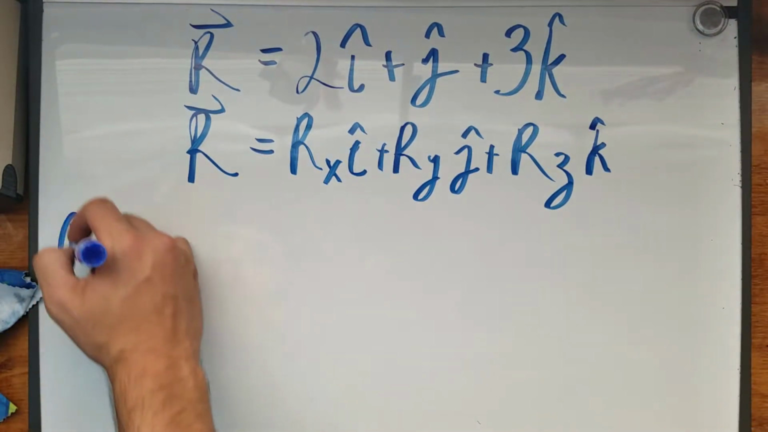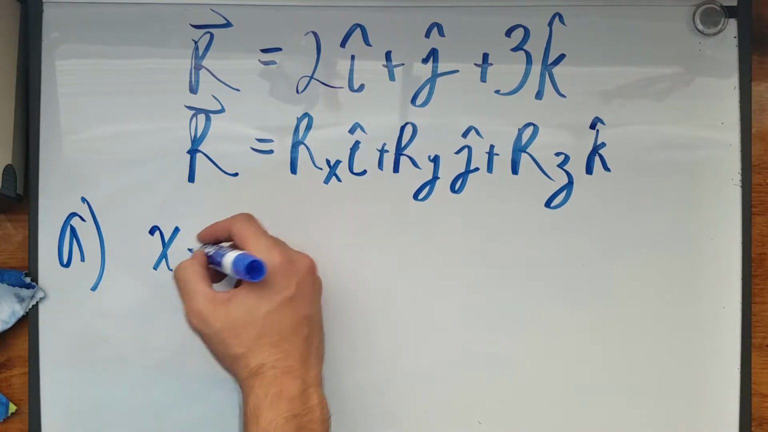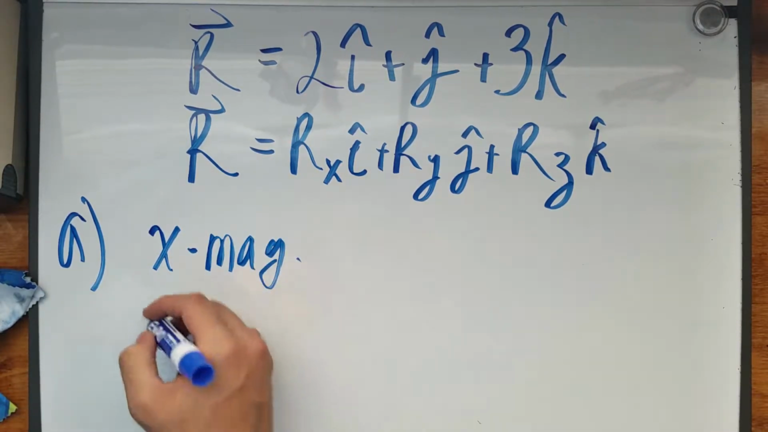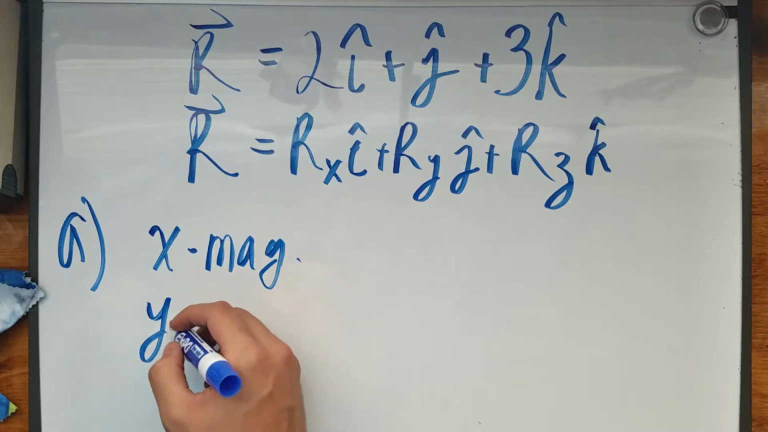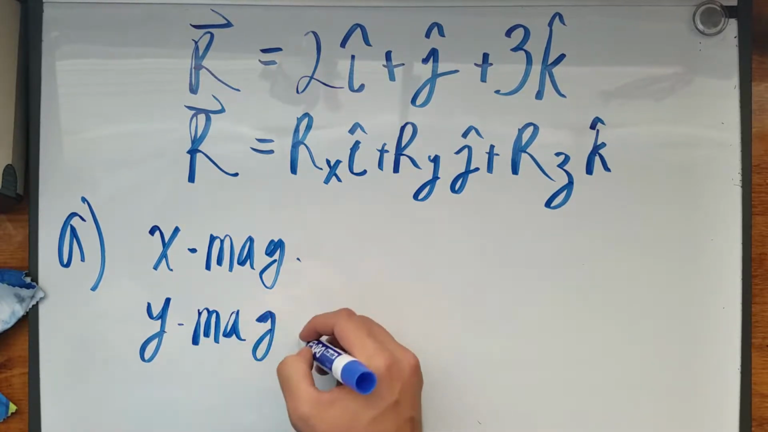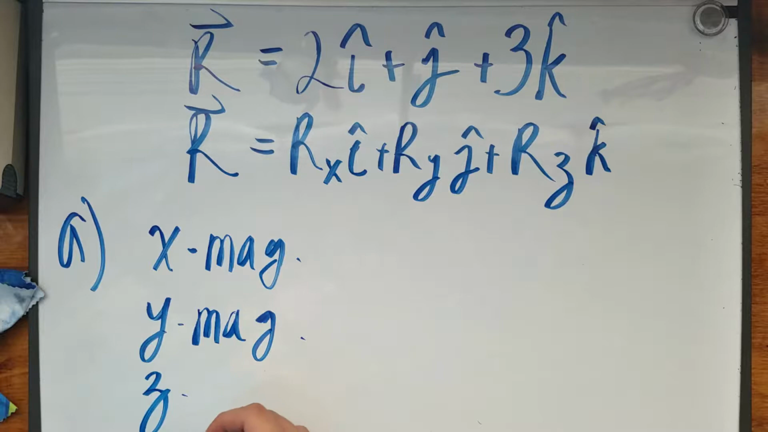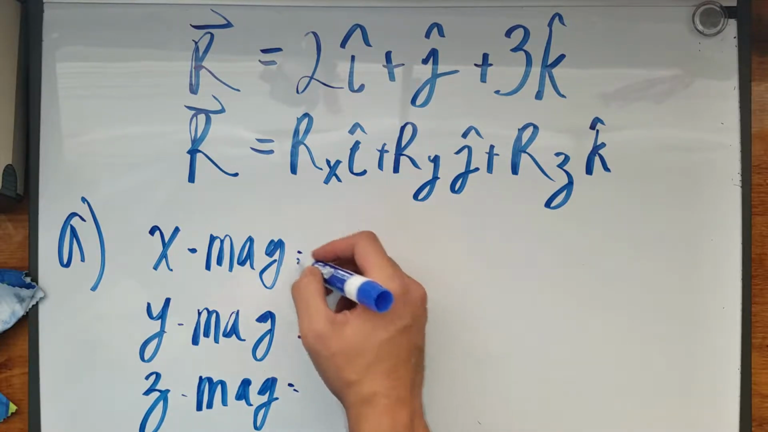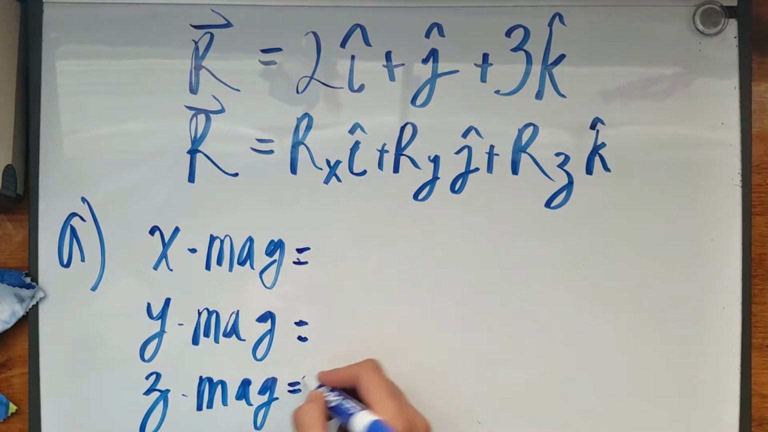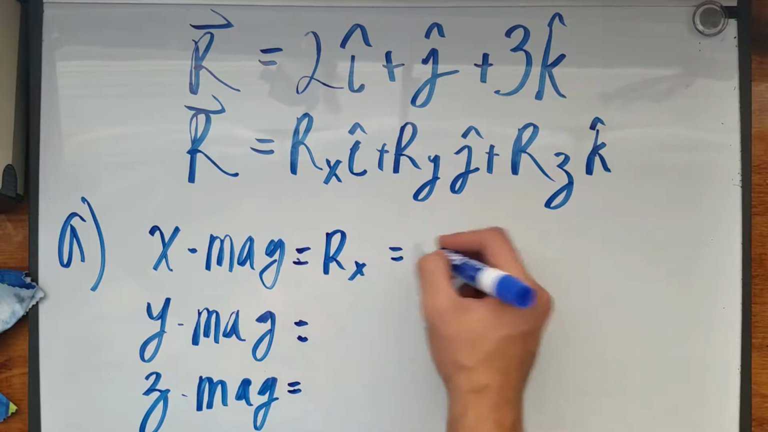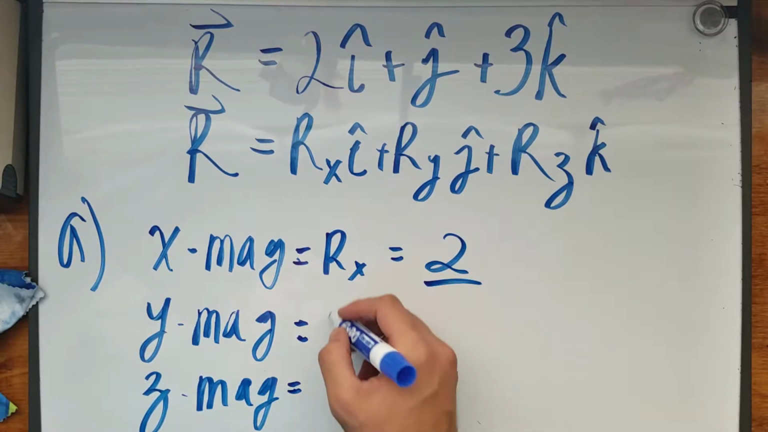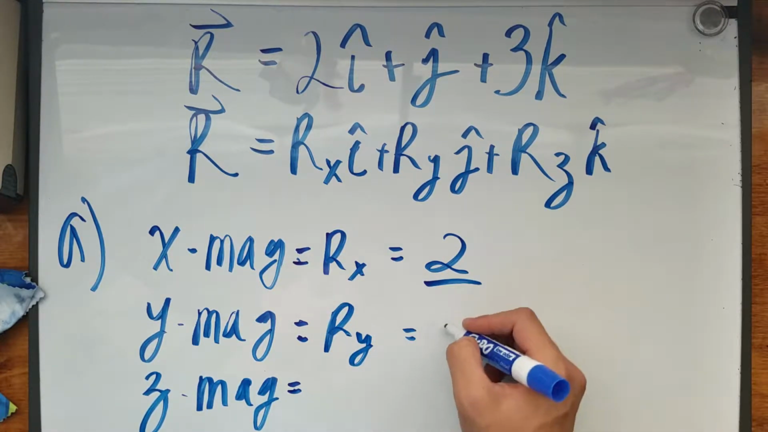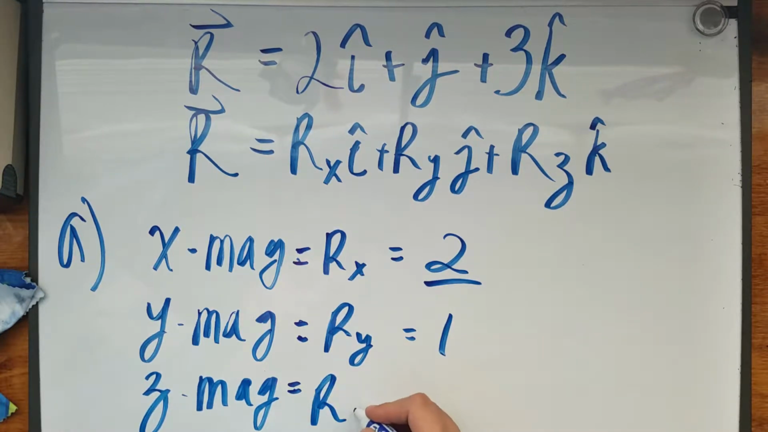And this way it's pretty easy to see that the x magnitude, the y magnitude, and the z magnitude would be equal to the magnitude of the x direction, which is 2, the magnitude of the y direction, which is 1, and the magnitude of the z direction, which is 3.